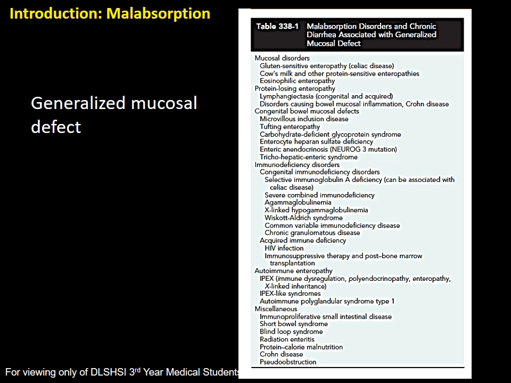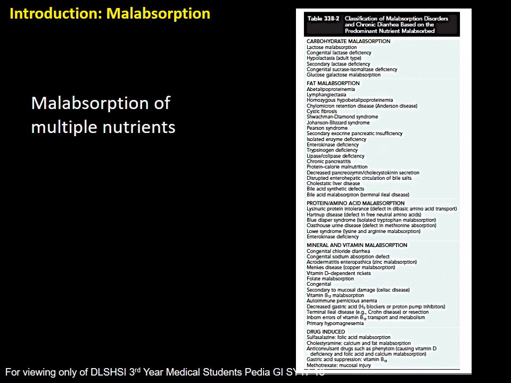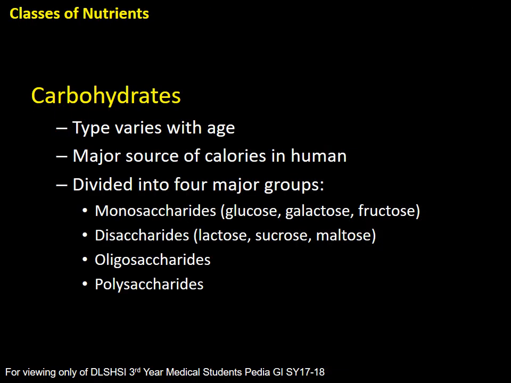This table shows the different malabsorption disorders that are associated with a generalized mucosal defect. On the other hand, this table shows malabsorption based on the different nutrients that are malabsorbed. In malabsorption, we have to know the different classes of nutrients that are basically affected. Management for each case will be directed towards the malabsorption of the specific nutrient.